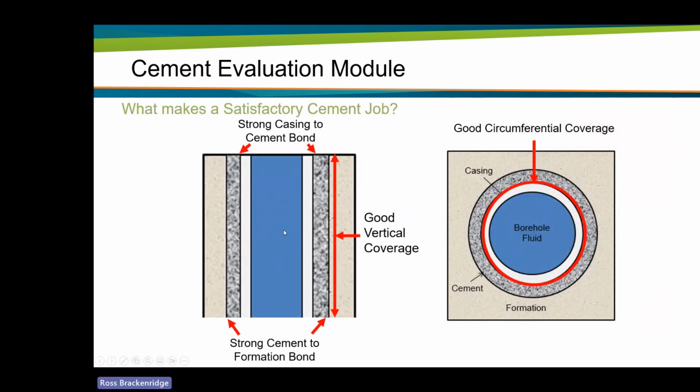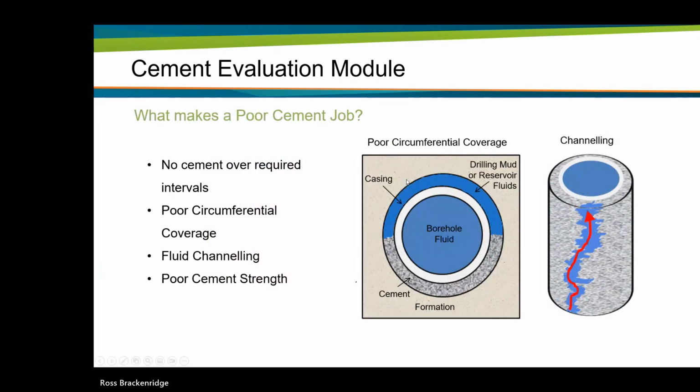So when we say good cement, what do we need from that? Well, we need a good bond between the outside of the casing and the cement. We need a good bond between the cement and the formation. We need good vertical consistency. And we need good circumferential coverage. We want to see that cement all the way around the outside of the casing. What we don't want to see is partial cementing, or even a case where most of it is cemented, but we've got what we describe as a channel that can allow fluids to travel through. We don't want to be seeing that. Or if it does exist, we need to know about it.